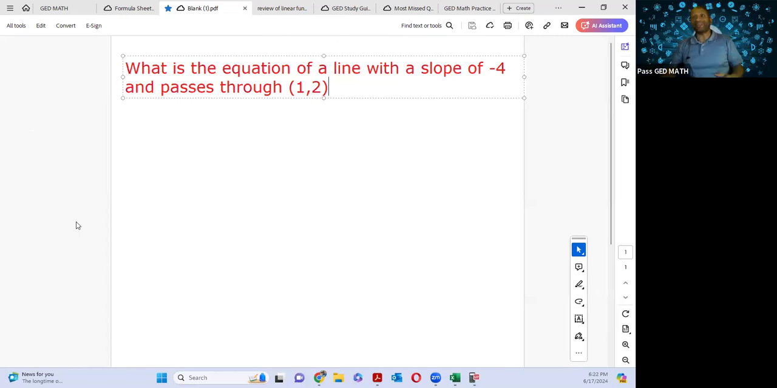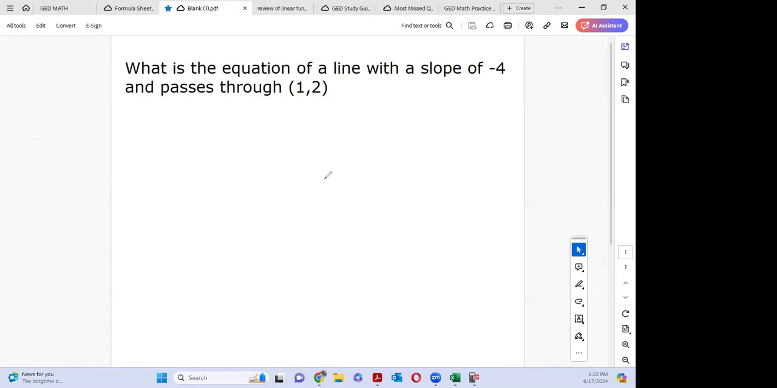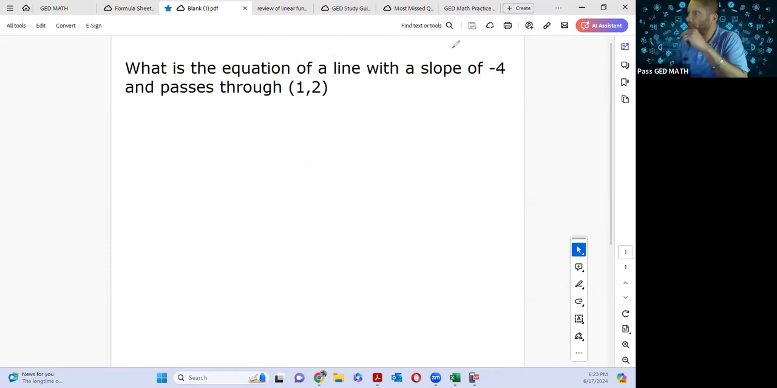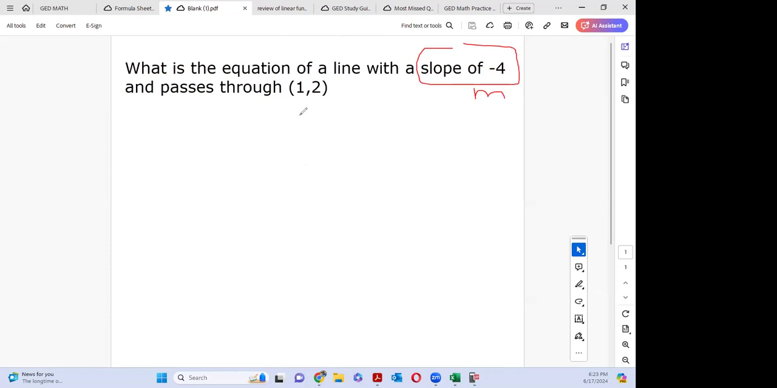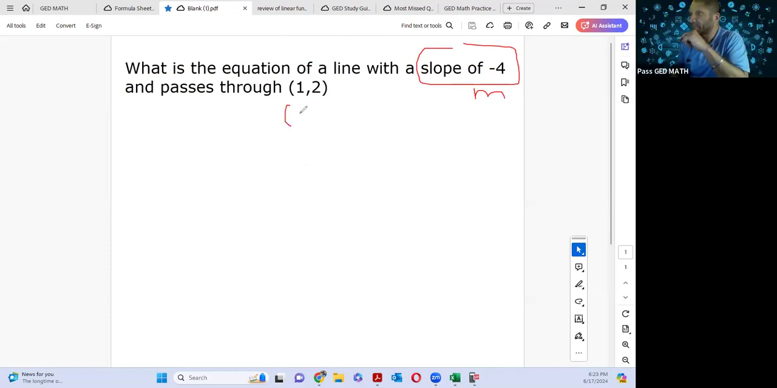First of all, I said identify the givens. Am I right? That's what I said. So what do we know? The slope is -4, which is our m. What else do we know? X and Y. What's my x? 1.